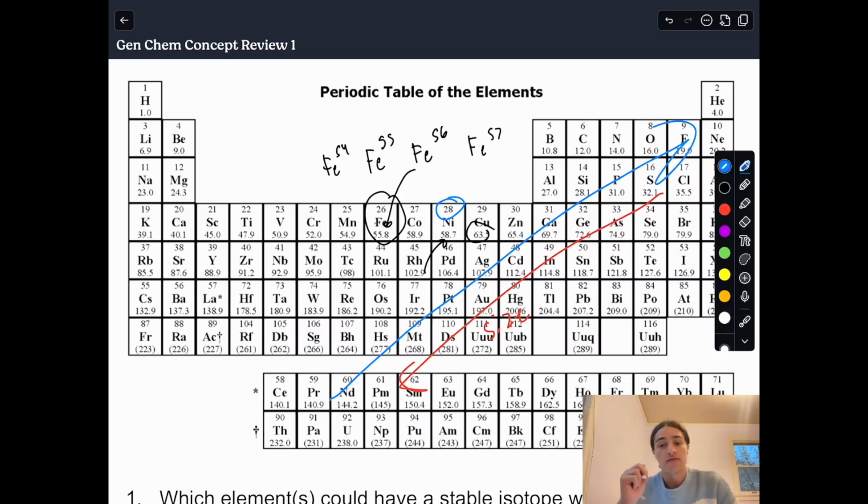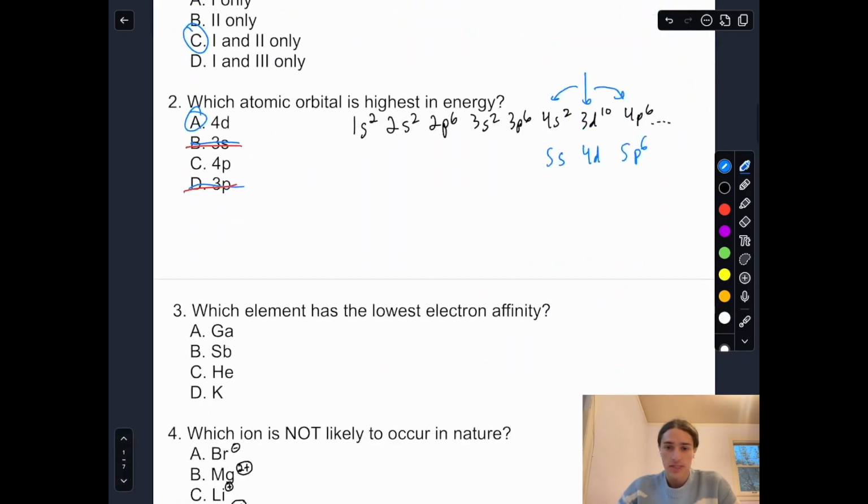But since electron affinity goes up as you go to the right and up, we're looking for an element that is on the left and down. So we're looking for this kind of region. And potassium was one of our answer choices, and so it's going to be the correct answer.